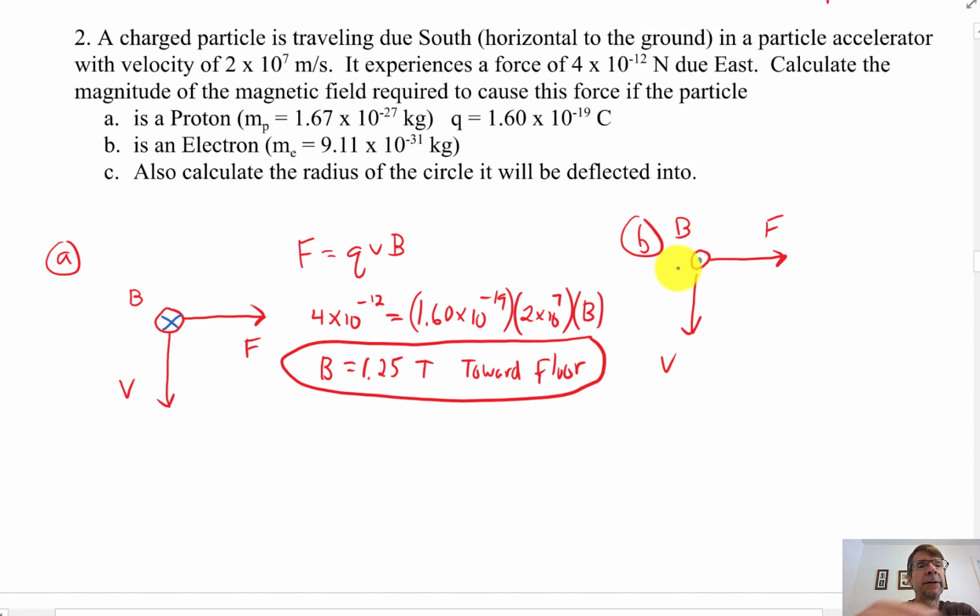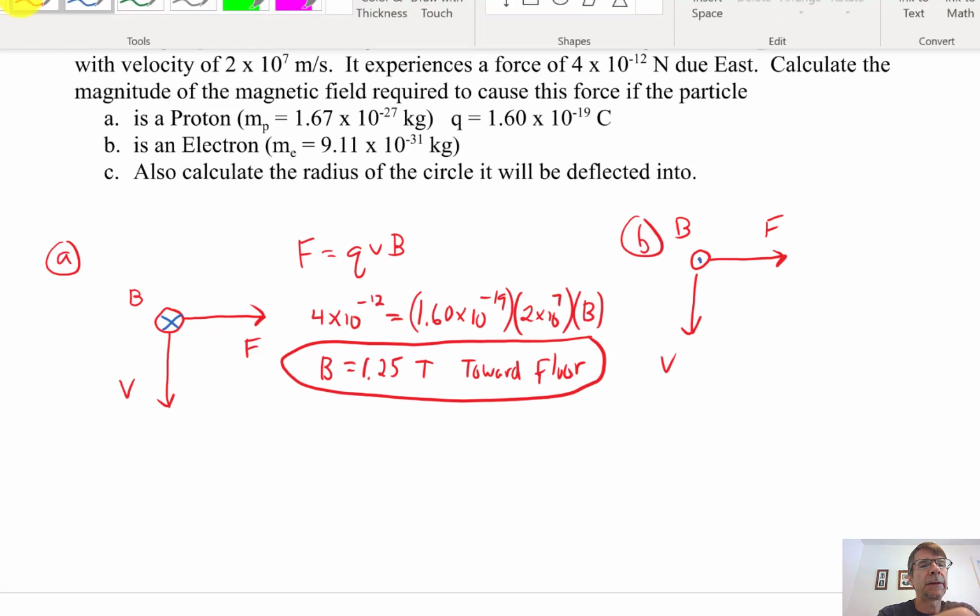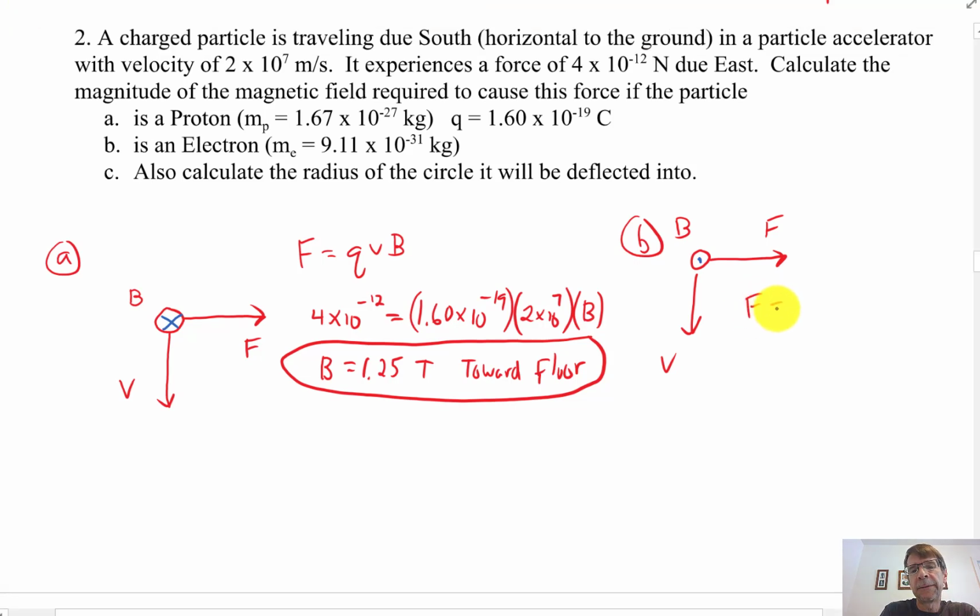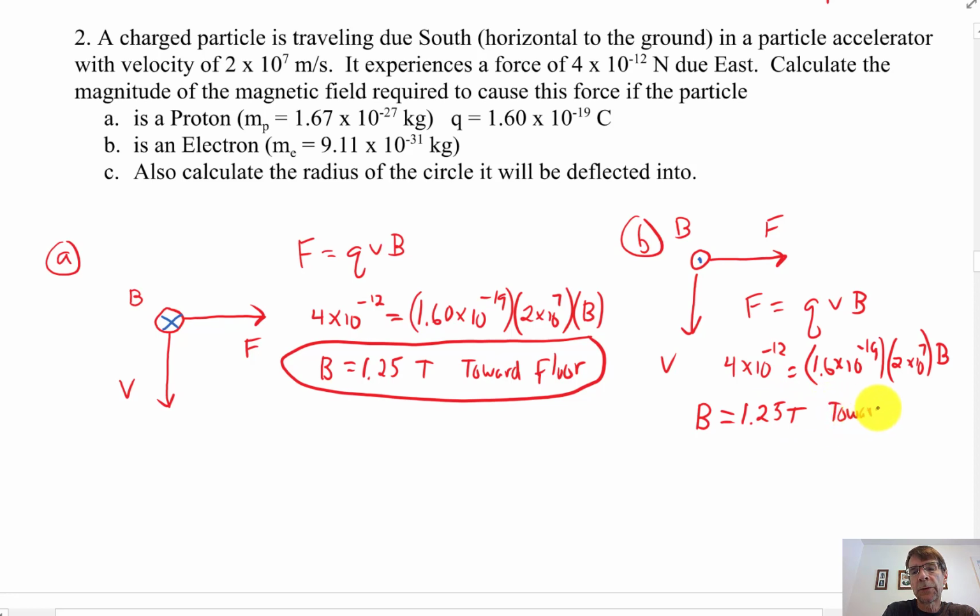And if you look at the math here, if you plug in F equals QvB, it's all the same numbers. It's 4 times 10 to the negative 12th equals 1.6 times 10 to the negative 19th times the velocity of 2 times 10 to the 7th times B. So you really wouldn't even need to plug that all in. It comes out to be the same answer. You need the same strength magnetic field because they're the same charge. But this would be towards the ceiling, or toward the sky.